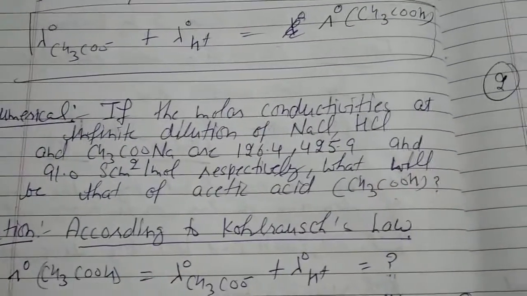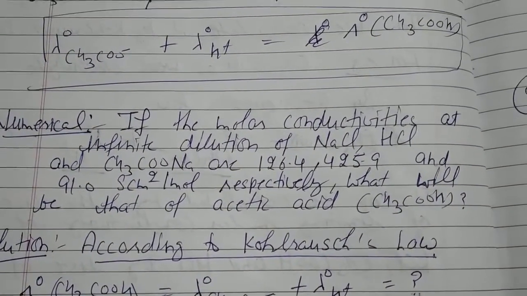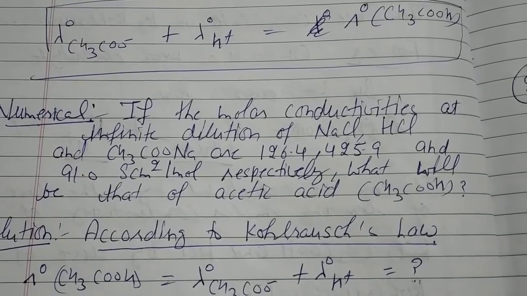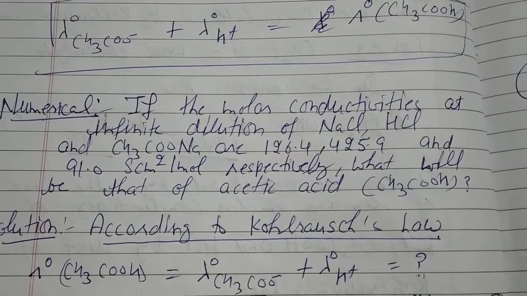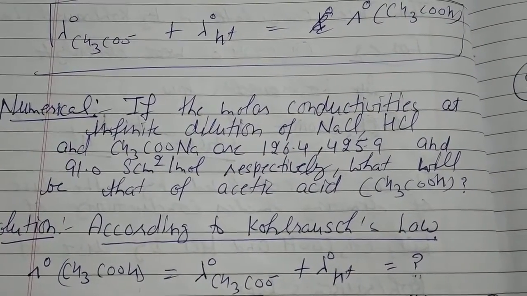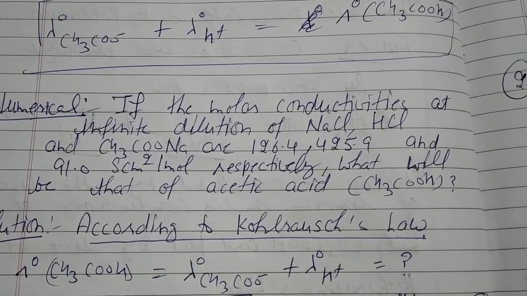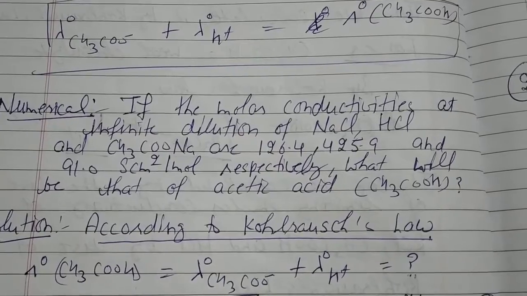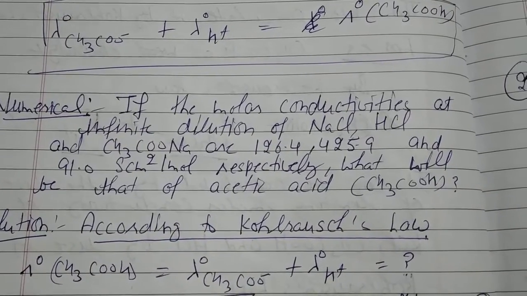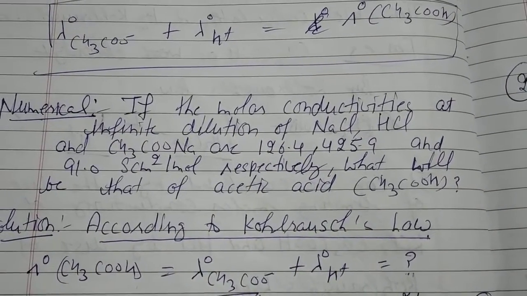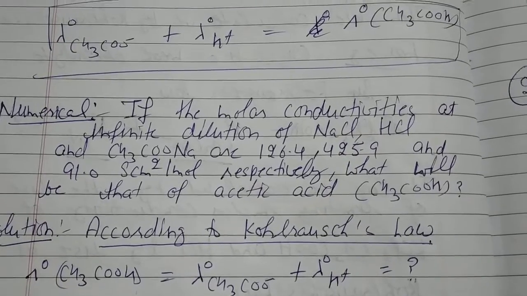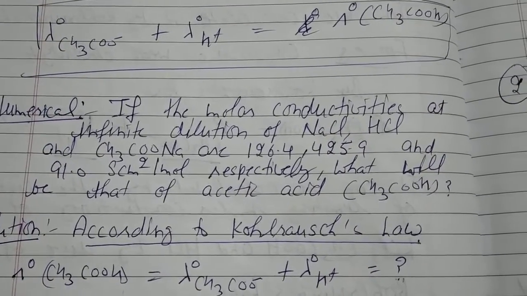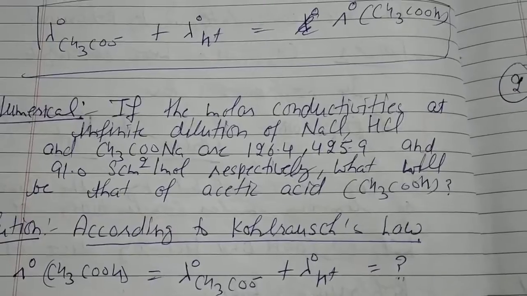So we can take one example of a numerical. If the molar conductivity at infinite dilution of NaCl, HCl and CH3COONa are 126.4, 425.9 and 91.0 Siemens centimeter square per mole respectively, what will be the limiting molar conductivity of acetic acid, which is a weak electrolyte, CH3COOH?